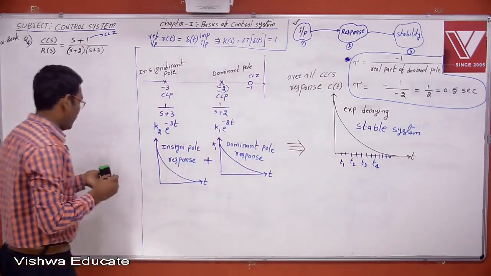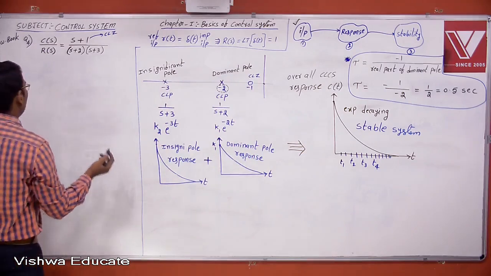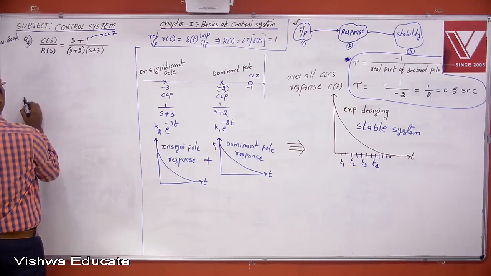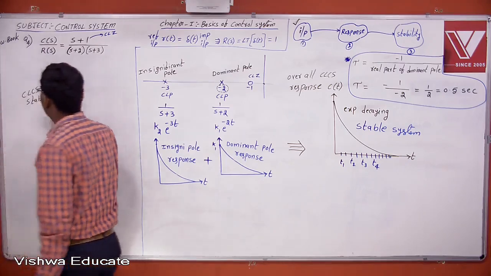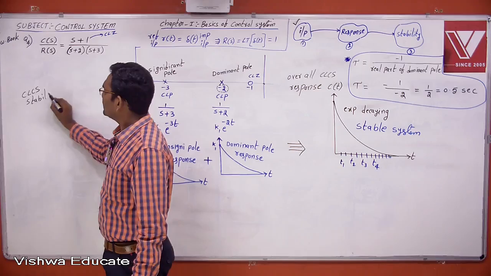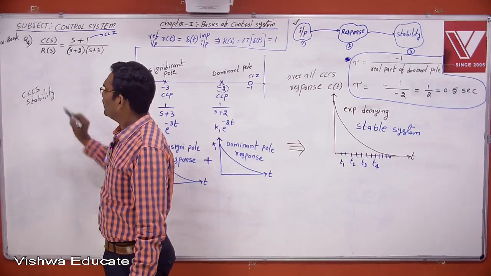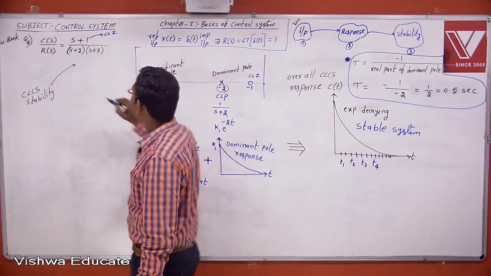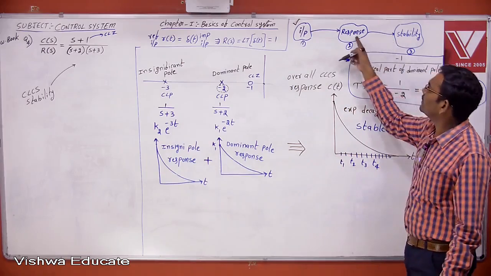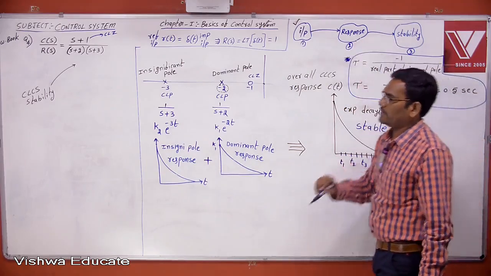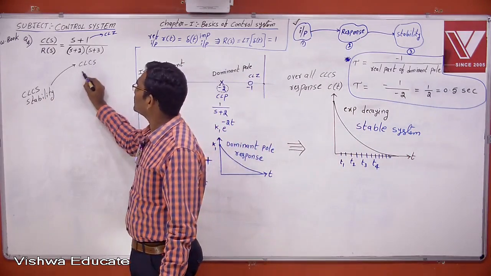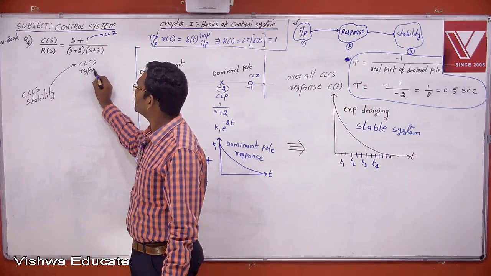Now for that shortcut method, just see here, what is our purpose? Our purpose is to decide the closed loop control system stability. I want to find the closed loop control system stability. For finding the system stability, we can decide it only from the response. Therefore, we want to see the closed loop control system response.